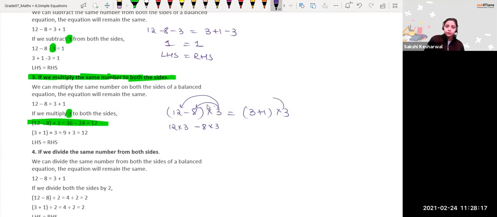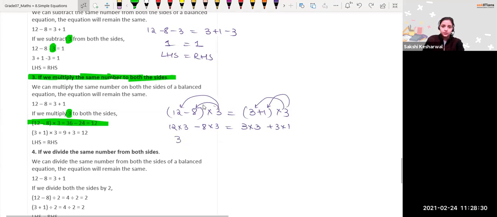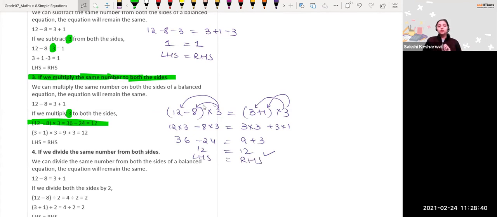Again 3 into 3 will be what? Is equal to 3 into 3 and this is what? Again 3 into 1 plus 3 into 1. So this is equal to what? 24. This is equal to 36, not 24. 36 minus 24 is equal to what? 9 plus 3. So we get 12 is equal to 12. Hence LHS is equal to what, beta? RHS? Yes or no? Right? So when you multiply the number, you use the distributive property and you multiply very carefully, right?